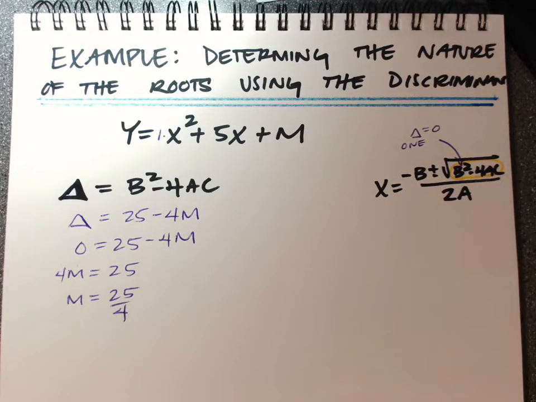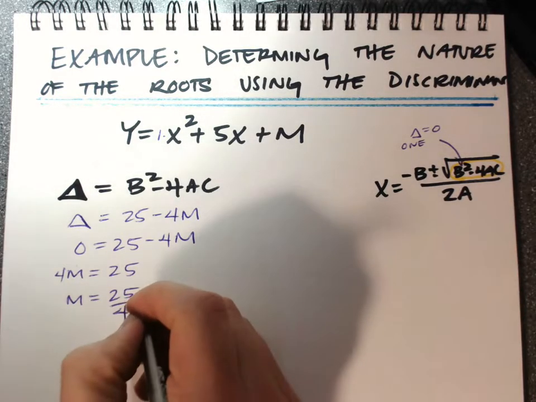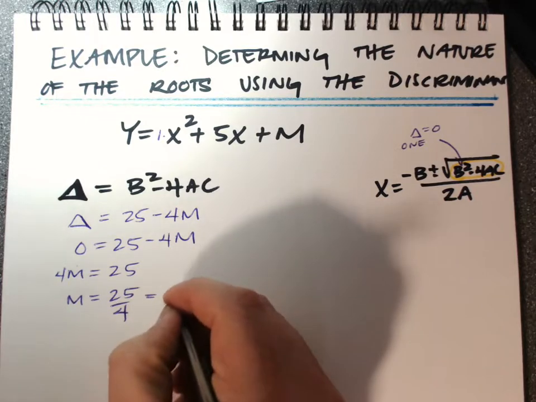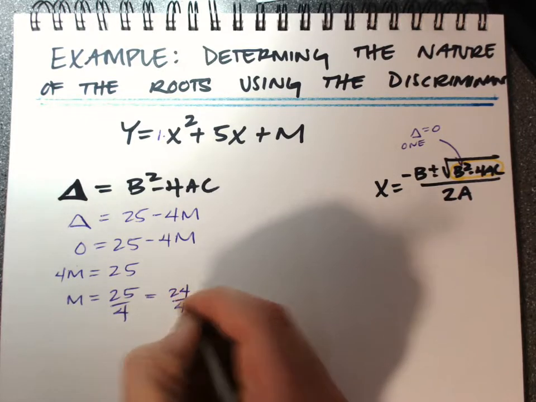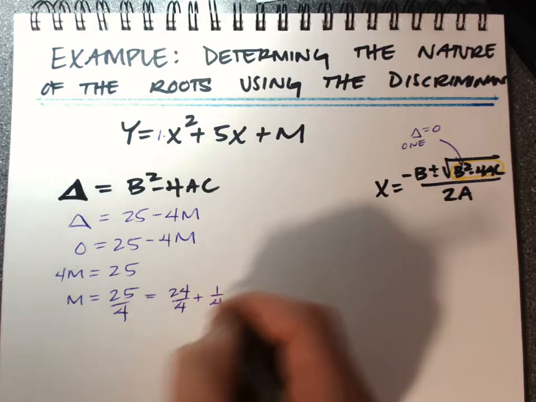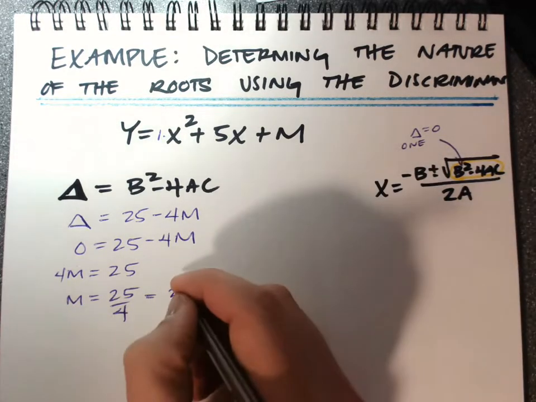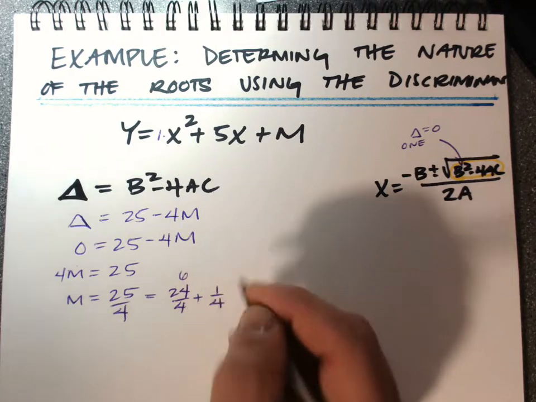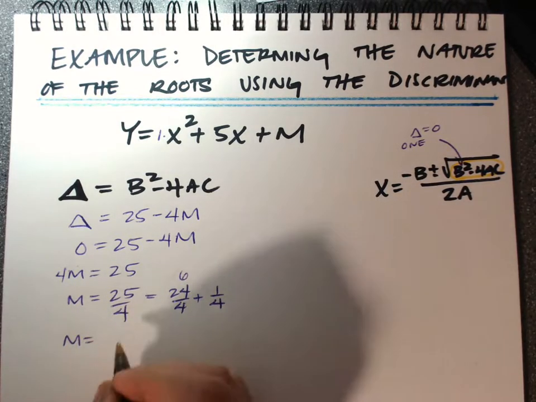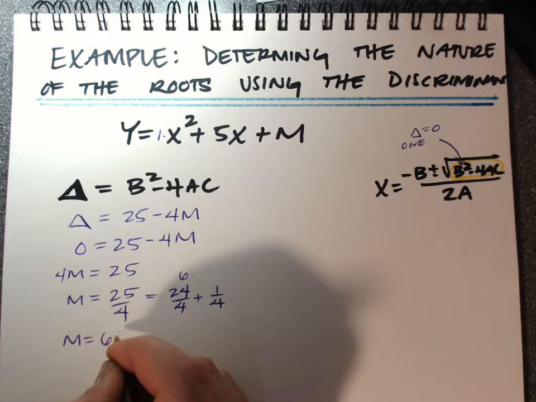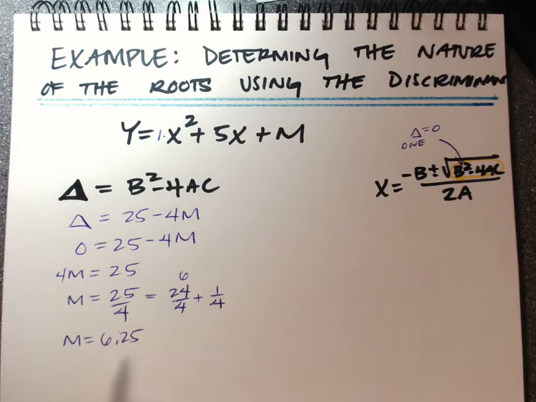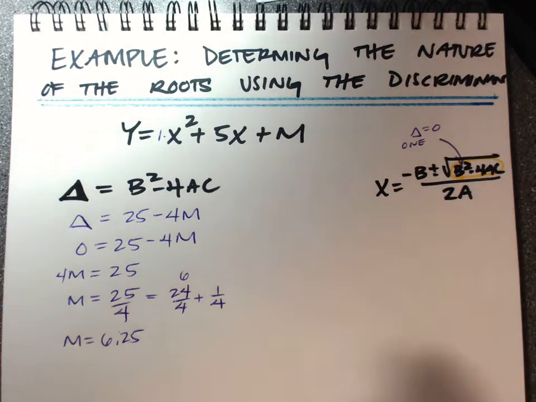Okay, now we could leave it like that. It's a little hard to interpret, so let's simplify this. 25 over 4 is the same as 24 over 4 plus 1 over 4. That's 25 fourths. 24 over 4 is 6, and then 1/4. Okay, so 6.25. If m is 6.25, then we'll have a one root parabola.